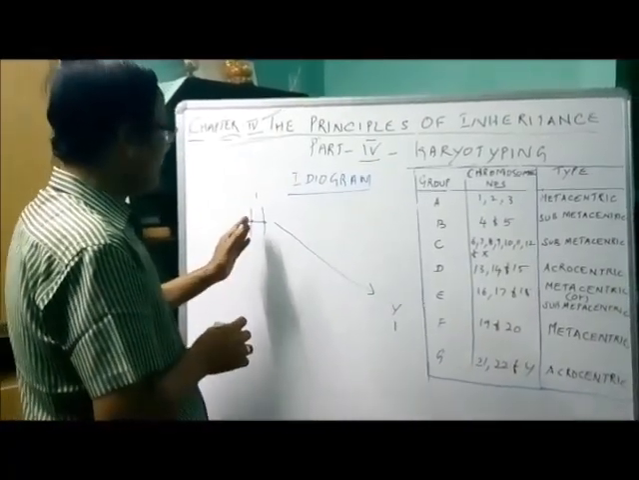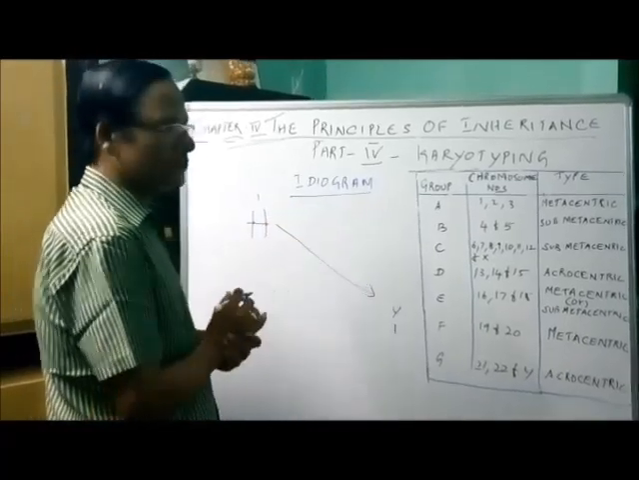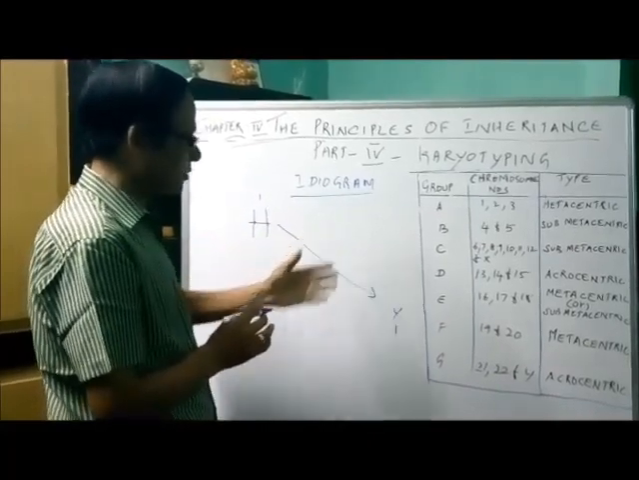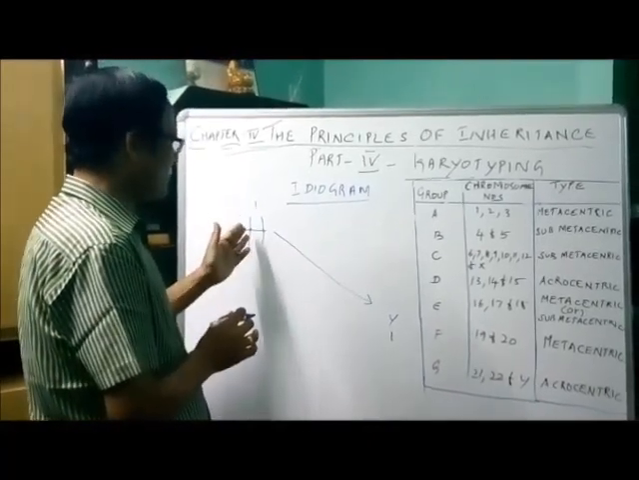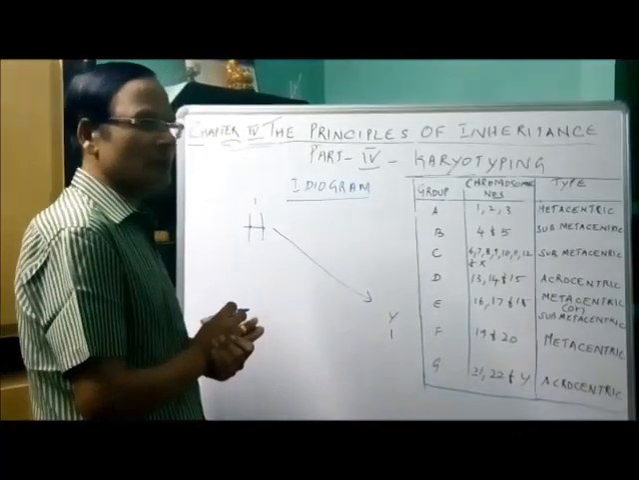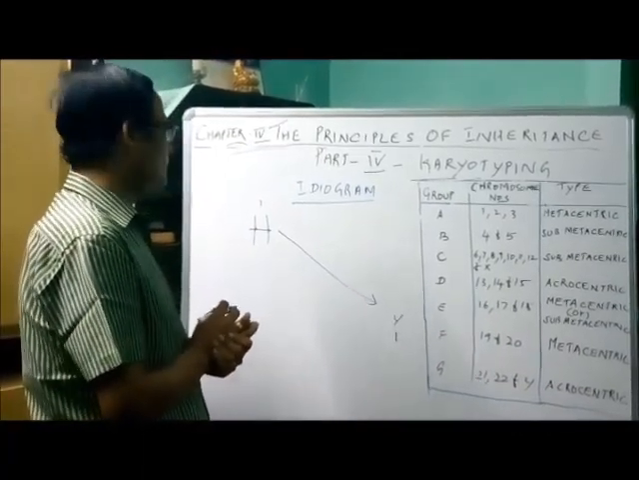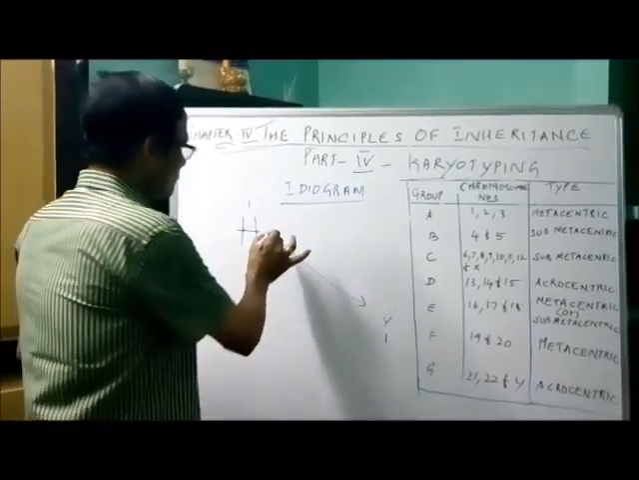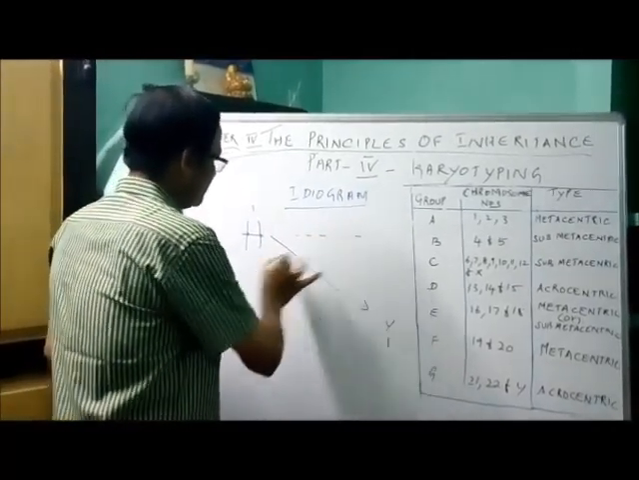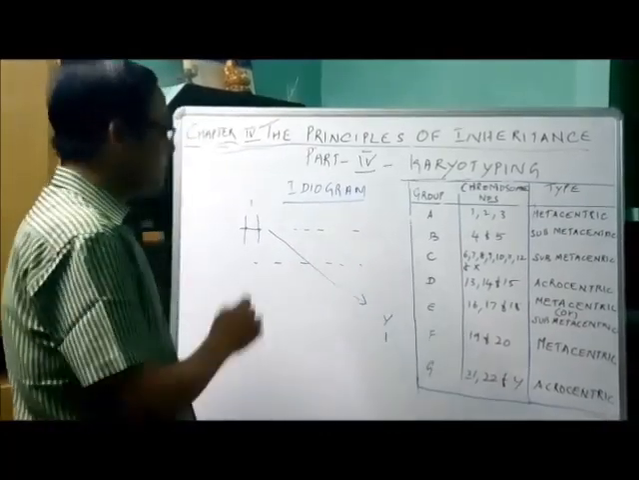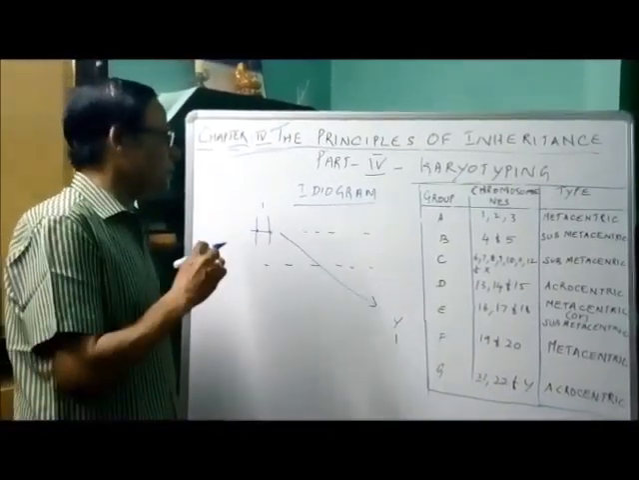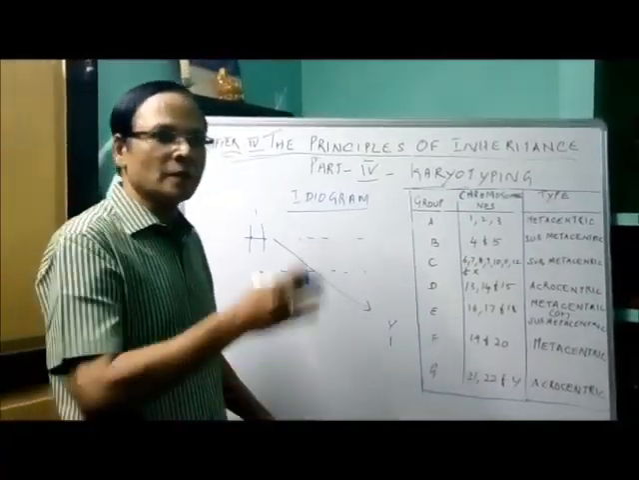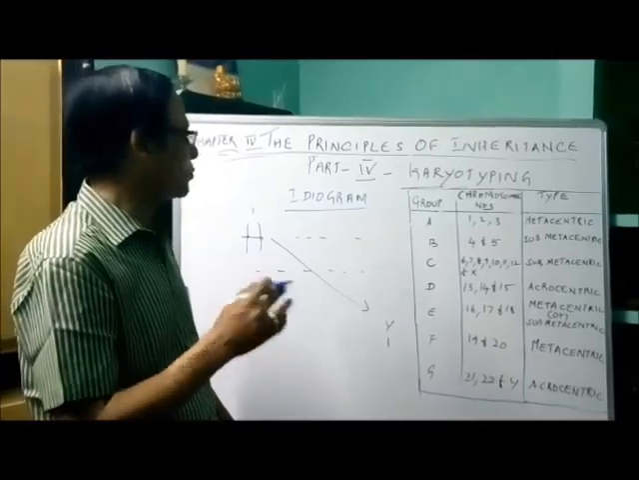So the diagrammatic representation of chromosomes is called ideogram. Illustration starting from 1 ending with Y. The Y chromosome is the smallest one and the first chromosome is the longest and largest one. So they are decreasing in length like this. Okay, we will see that once again later. This is the technique by which the complete set of chromosomes are separated and arranged in pairs.